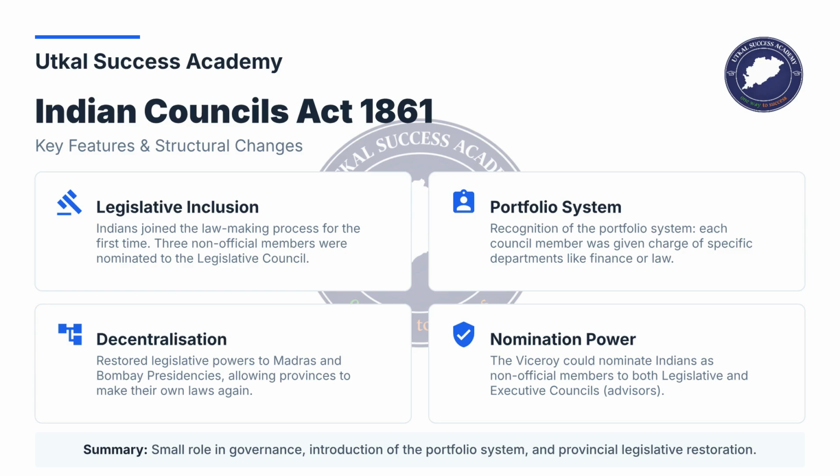Key features of the 1861 Act include the first-time legislative inclusion of Indians, recognition of the portfolio system introduced by Lord Canning, and the restoration of legislative powers to the Bombay and Madras presidencies, initiating decentralization.